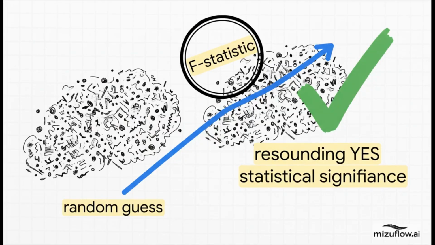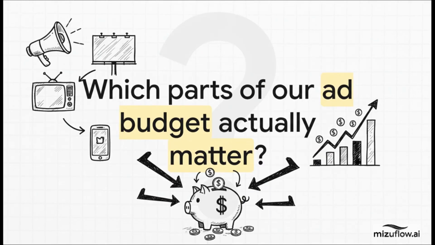Well, we have a tool for exactly that, and it's called the F statistic. And in our case, the F statistic basically screams yes. It tells us the relationship is real, it's statistically significant. The bottom line, our model has definitely found a genuine pattern. It's way, way better than just guessing.